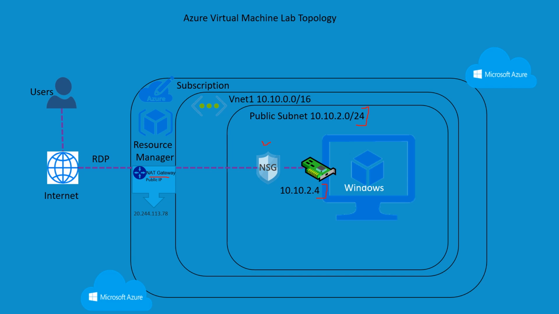So this network interface card has the 2.4 IP address and its default gateway is going to be .1. This will be mapped with this public IP address when the traffic goes out. And all the traffic towards the internet will go through the NAT gateway, whether it is inbound or outbound.